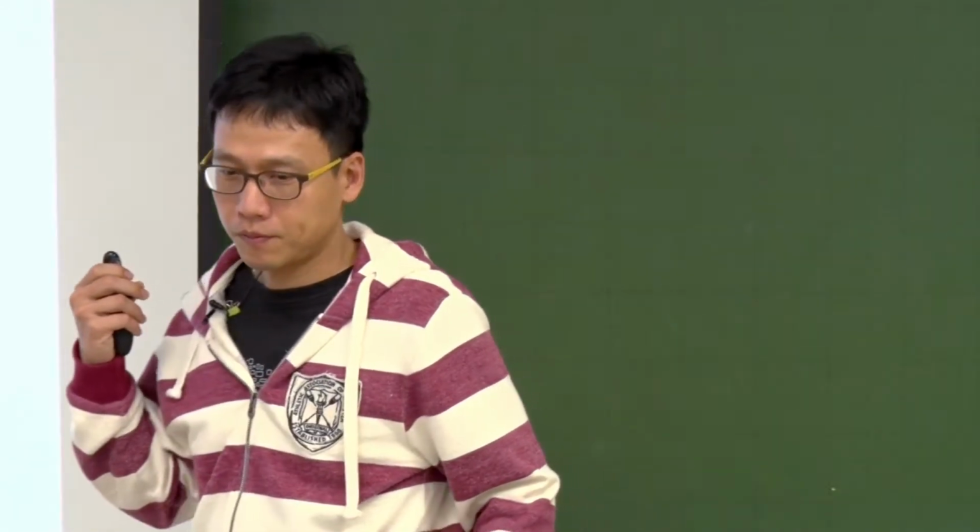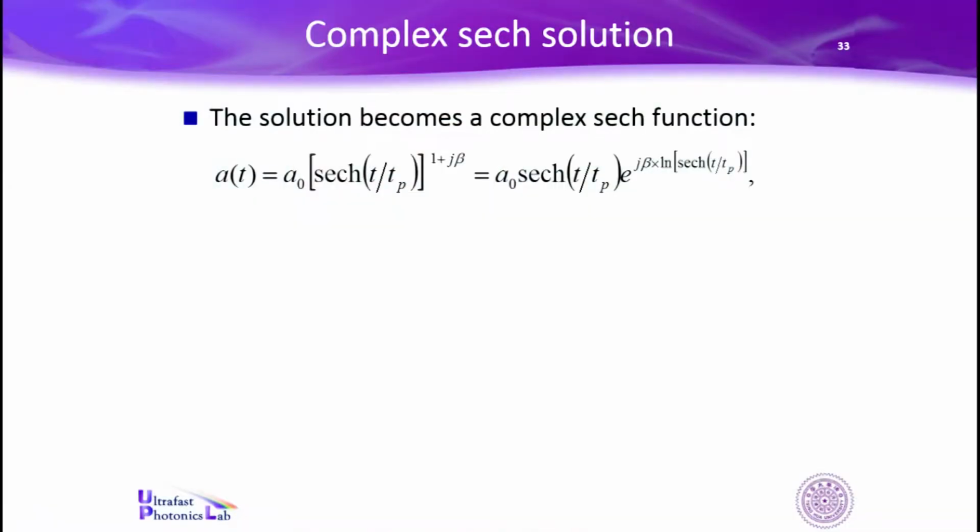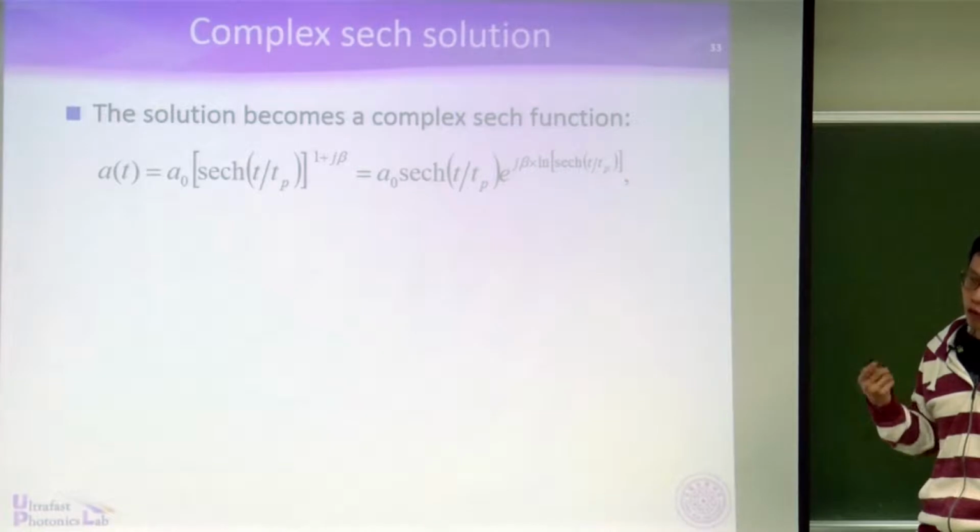So the sech hyperbolic function, a real sech function, cannot be the solution to a complex differential equation like this, right? But it turns out you only need to make a very slight adjustment, okay? Previously, we assumed the steady state solution A of t is A0 times sech of t over Tp, okay? Now, our differential equation is complex.